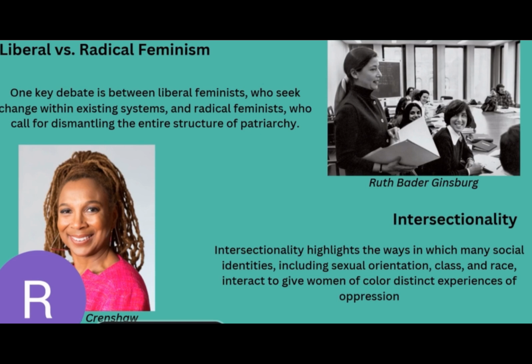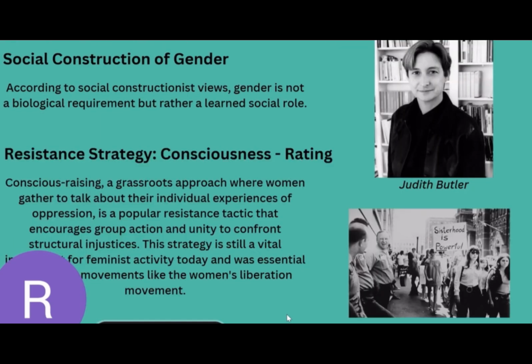The next topic about feminism that's really important is intersectionality. Intersectionality highlights the ways in which many social identities, including sexual orientation, class, and race, interact to give women of color distinct experiences of oppression. Here's Kimberlé Crenshaw, who basically started talking about this idea, and it's really important because race and different backgrounds play a huge role when it comes to gender inequalities, because women of color are going to be more discriminated against in comparison to women who are not women of color.